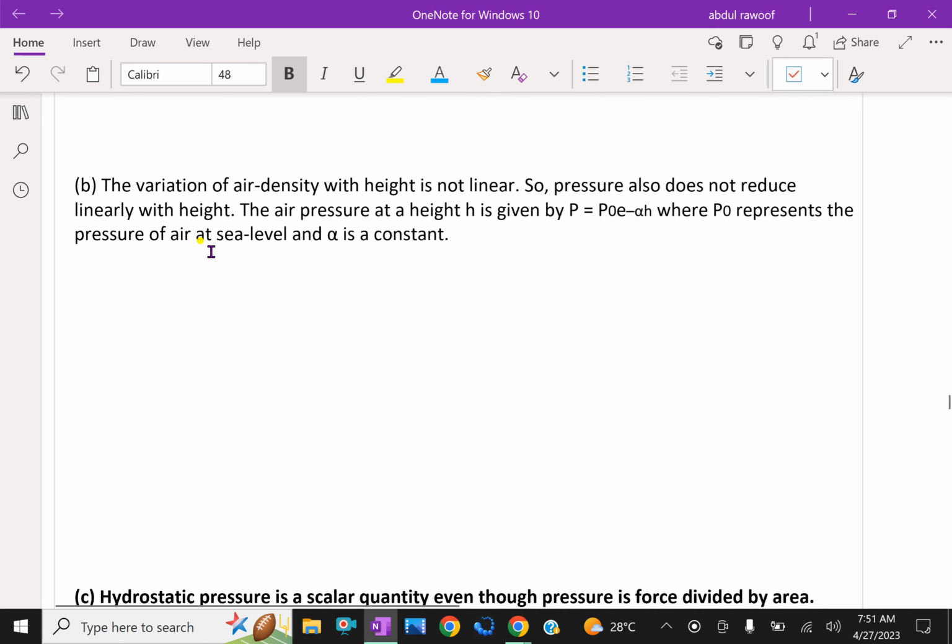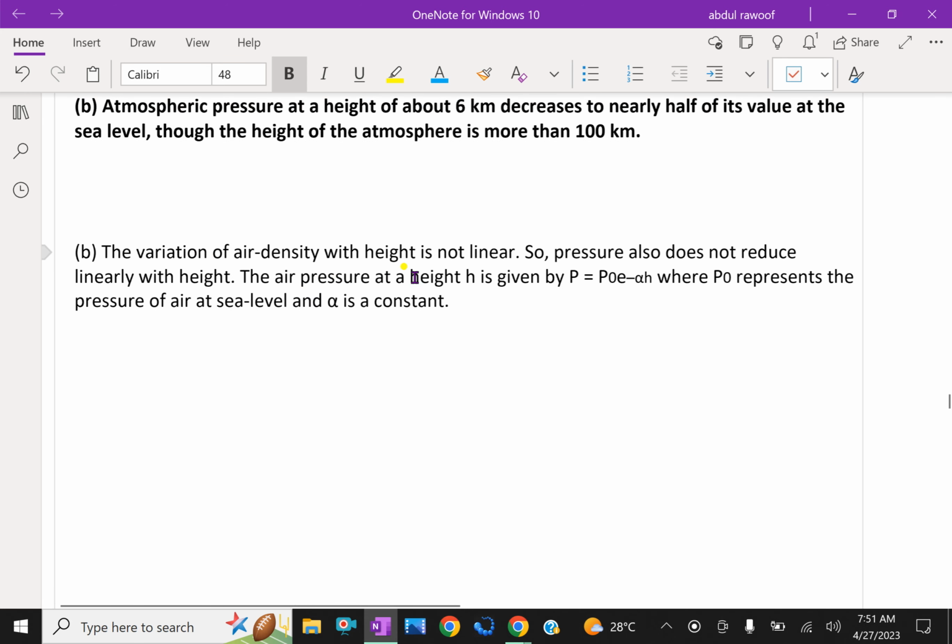Here, the variation of air density with height is not linear. Actually, the air density variation is not a linear one, so pressure does not reduce linearly with height. That means if you go double the height, it does not reduce to half; it won't be linear.